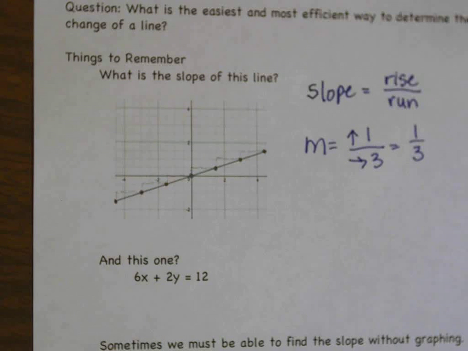Now sometimes on a graph, you're not going to be able to find clearly defined points that easily because they won't be there. They'll just be 2 points, and you're going to have to figure them out. We'll get to that in just a minute. So I want you to be thinking of that.